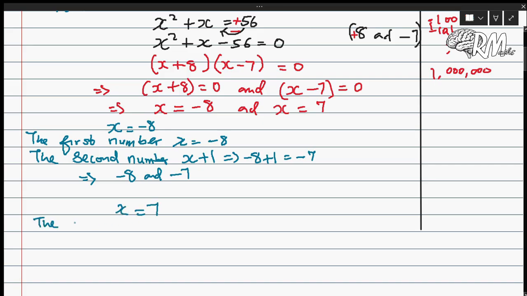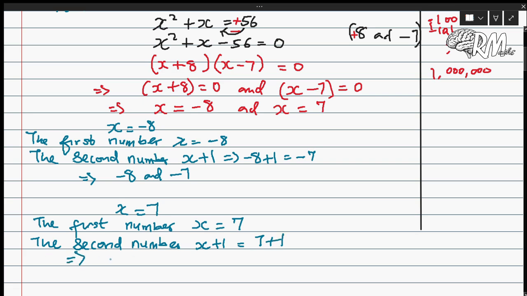Now let's go for the second one, when x equals 7. So we also have the first number, x equals 7, then the second number, which is x plus 1, equals, remember x is already 7, so this is 7 plus 1, which equals 8. So we have our two numbers as 7 and 8. As you can see, both of them follow each other. The first number here is minus 8, the second number will have to be minus 7.